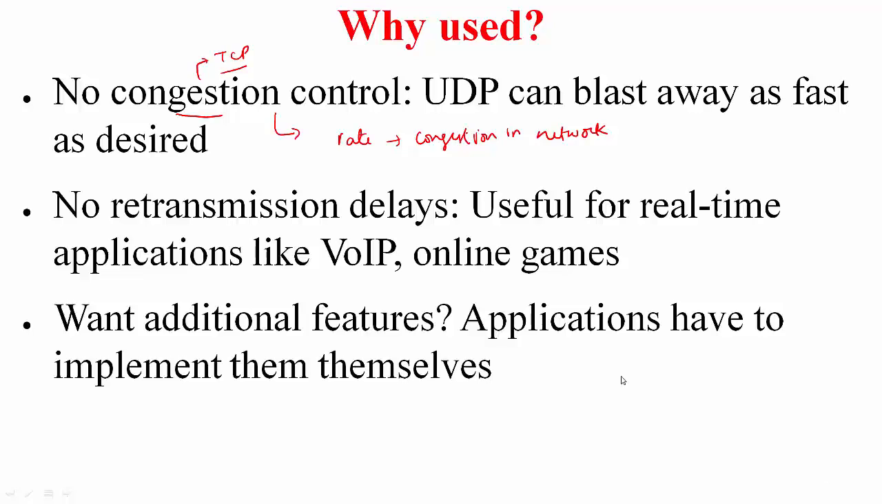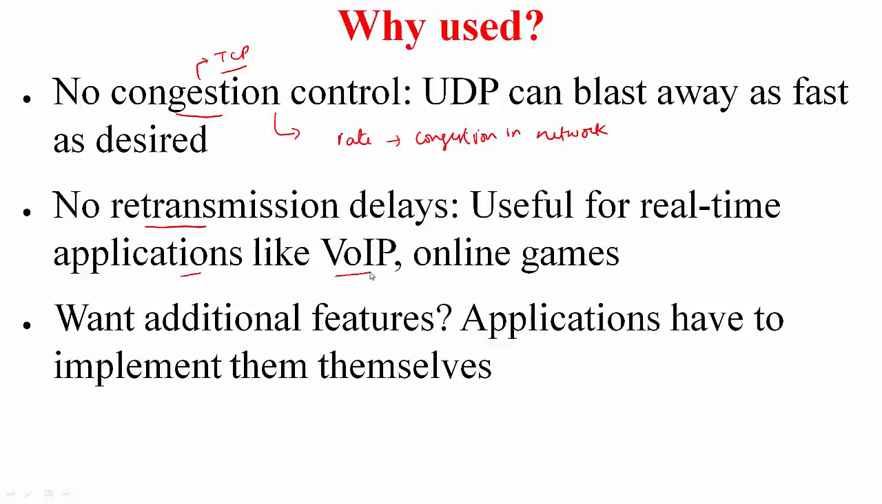Another feature which UDP does not implement but TCP does is retransmissions, because TCP has to support reliability. So UDP does not incur any retransmission delays, and this can be very useful for real-time applications because in retransmitting some earlier packets, you are delaying the later packets.